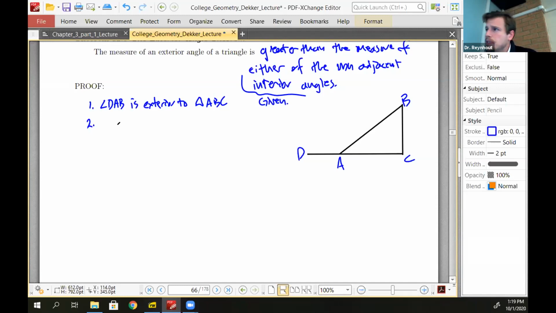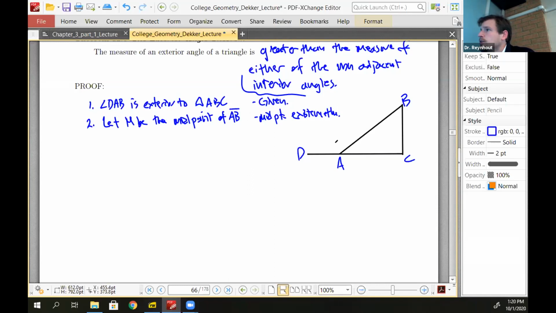So let M be the midpoint of AB. And this is given by the midpoint existence theorem. There's something different about this screen. I can't write small enough. All right. That looks somewhere around the midpoint. Okay. Next step.